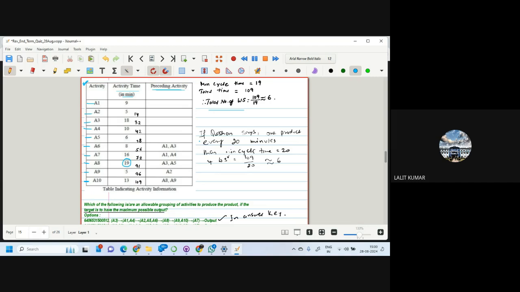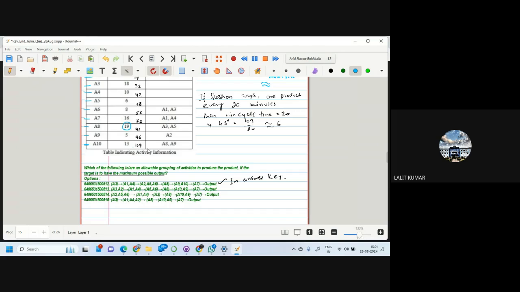And then we take the total time, 109. So number of workstations is equal to total time divided by the min cycle time, and you change it to the next integer. So this becomes 6.